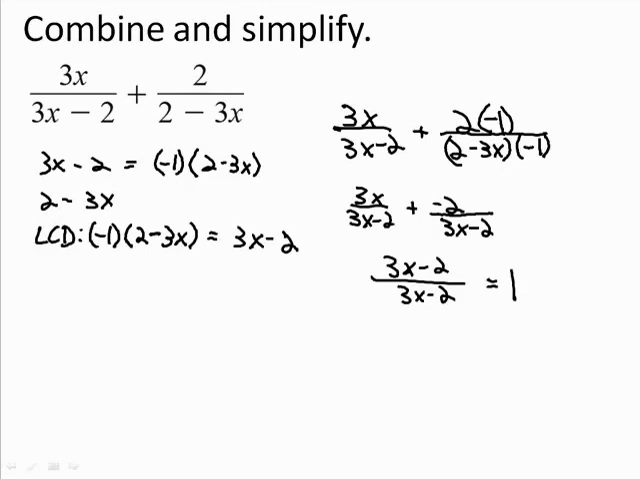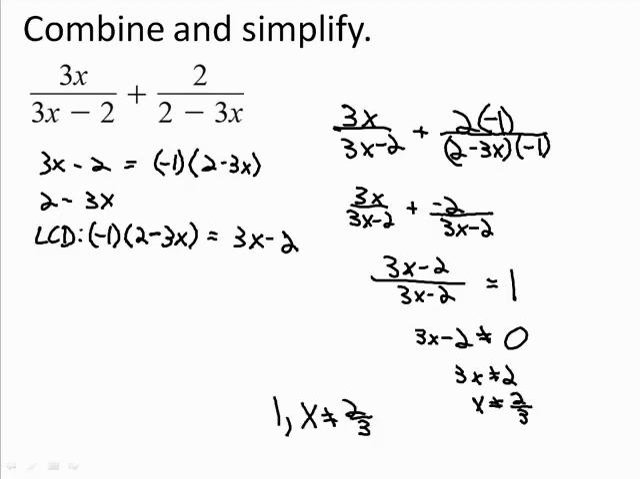This expression has to have the same domain as the original expression. There was originally a 3x minus 2 in the denominator of the original expression, so 3x minus 2 cannot be equal to 0. Add 2 to each side. 3x cannot be equal to 2. Divide each side by 3. X cannot be equal to 2/3. The simplified expression is 1, where x is not equal to 2/3.